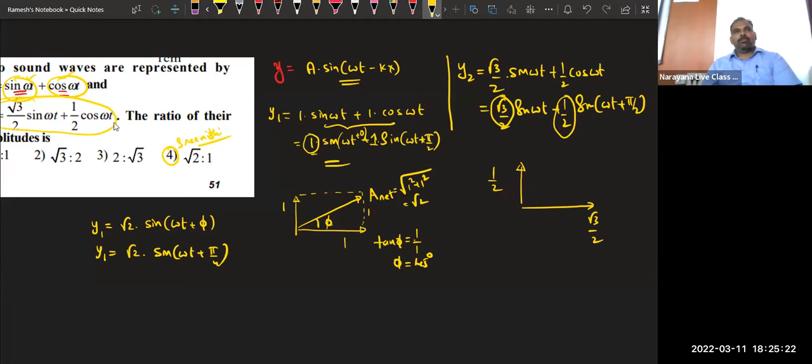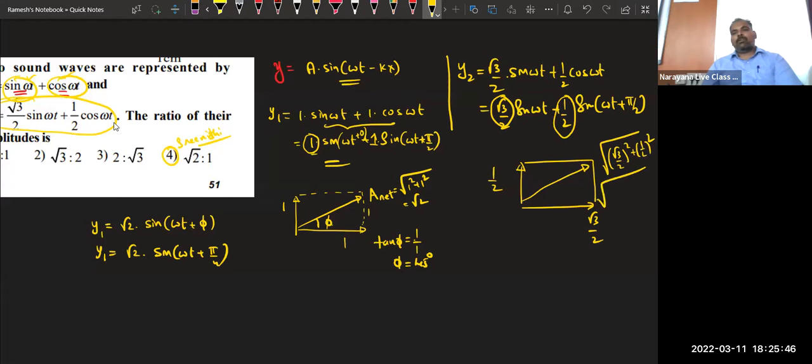Be careful. Plus 90 means anti-clockwise angle. Minus 90 means clockwise angle from the x-axis. So what is the net amplitude? The diagonal of the parallelogram represents the net amplitude. How much is that? Under root of root 3 by 2 whole square plus 1 by 2 whole square.